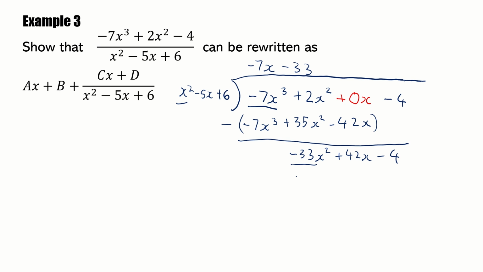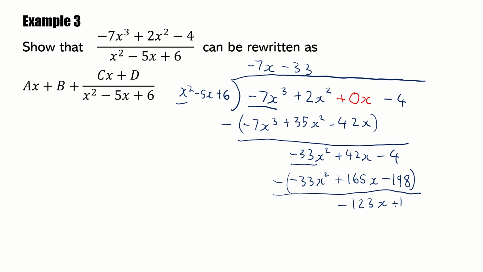So then minus 33 times the entire quadratic will get us minus 33x squared. Minus 33 times minus 5x will get us a positive 165x. And then we've got the 6 times the 33, so minus 198. Wow, big numbers. And then we're going to subtract all that away. So the 33x squareds will cancel out. 42 minus 165 will get you minus 123x, and then minus 4 minus 198 will get us positive 194.